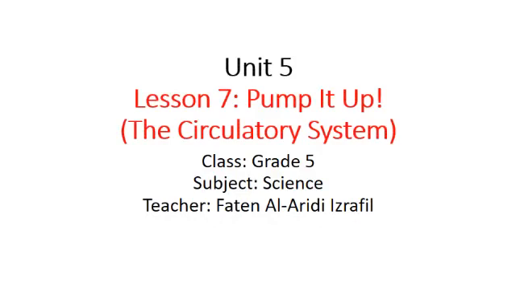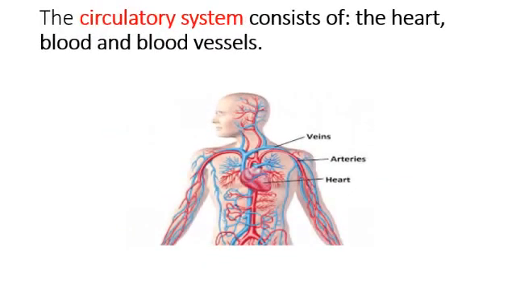Our new lesson today is about the circulatory system. The circulatory system consists of three parts: the heart, blood, and blood vessels. You're going to see here in this figure the heart with veins and arteries. Veins and arteries are blood vessels that we are going to talk about later on.